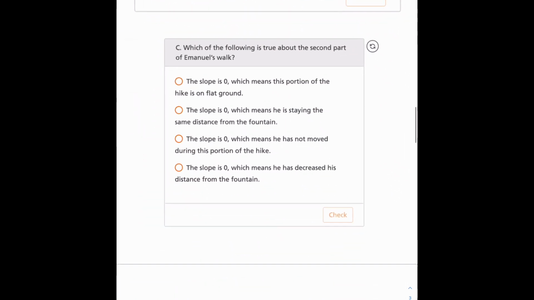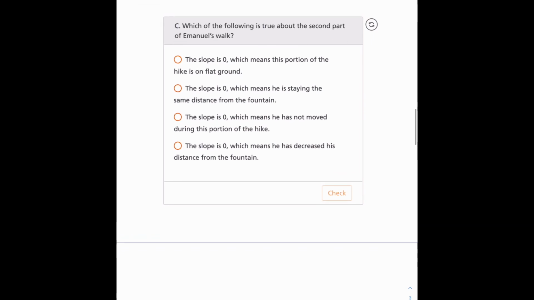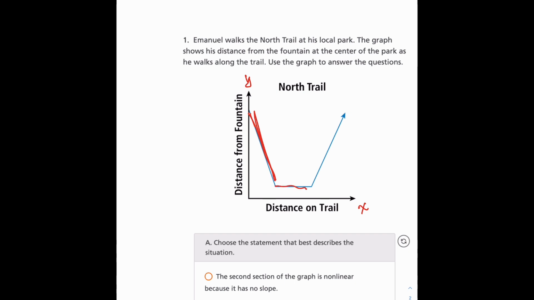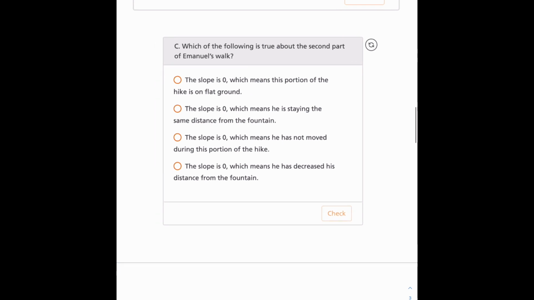Okay, so let's look at the next question. Which of the following is true about the second part of Emmanuel's walk? So let's take a look at the second part. That's the part where the slope is 0. So the first question says the slope is 0, which means this portion of the hike is on flat ground.